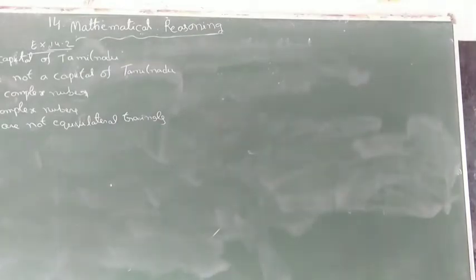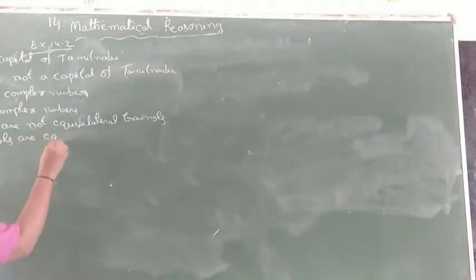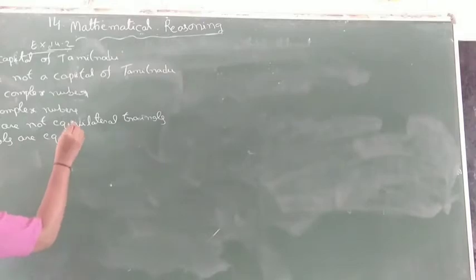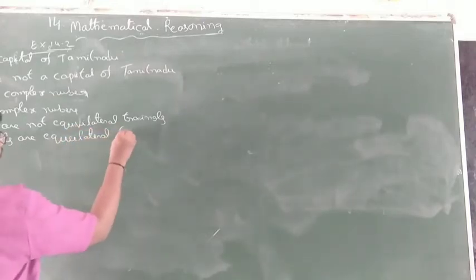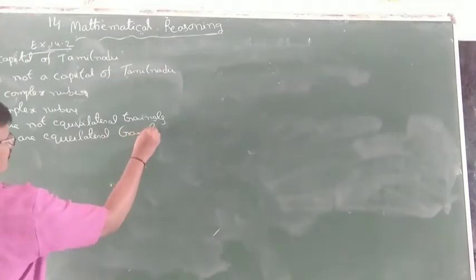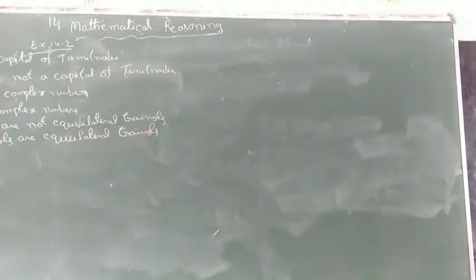All triangles are not equilateral triangles. What is the negation of P? All triangles are equilateral triangles.